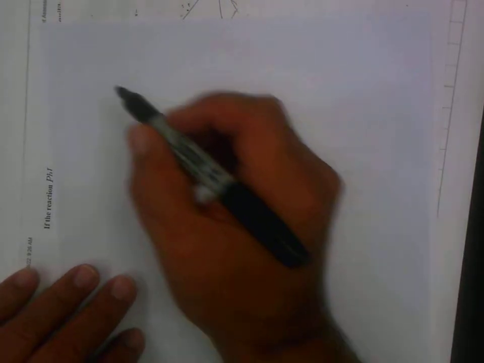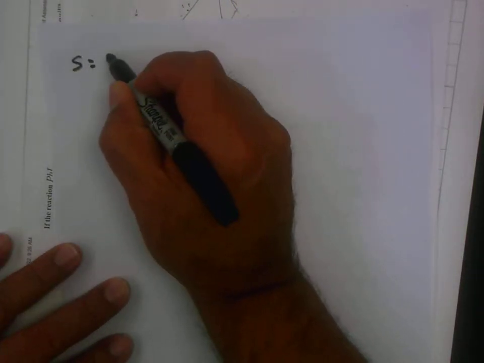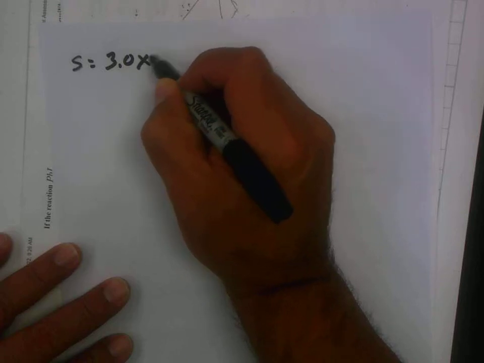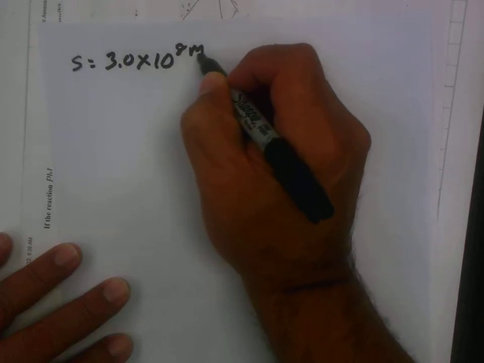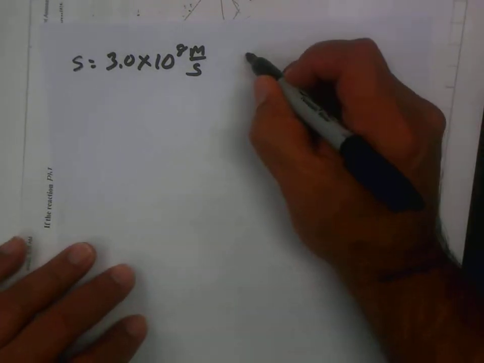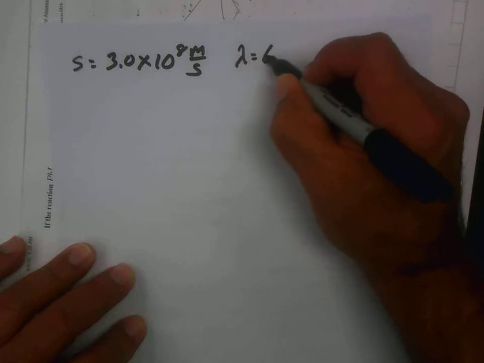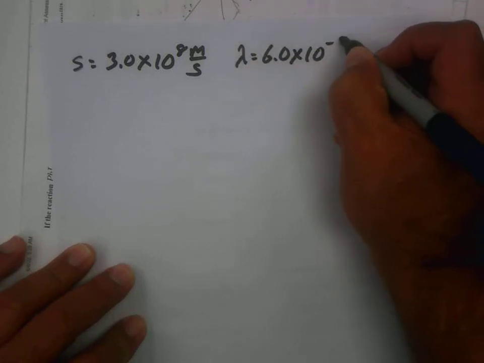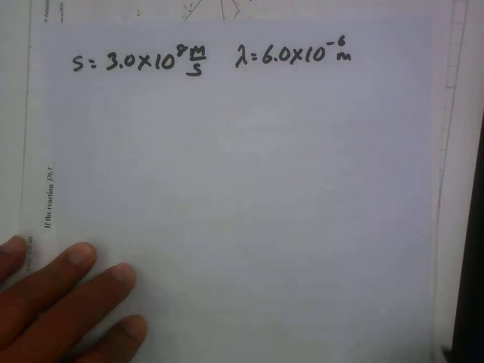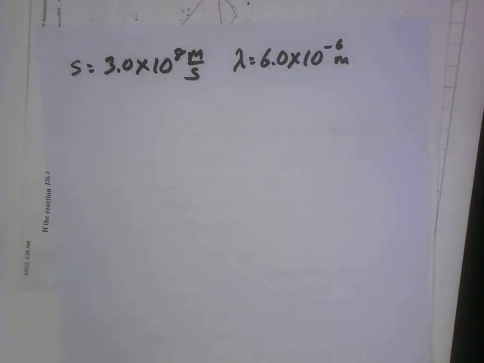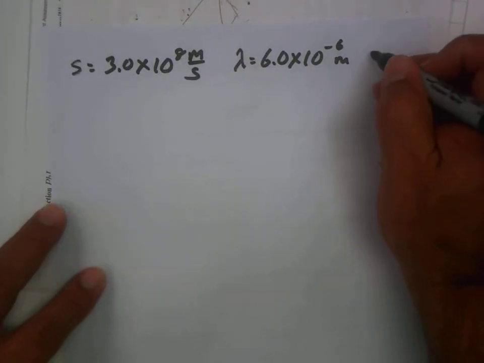So what are we given here? We are given a speed of 3.0 times 10 to the 8th meters per second, which, by the way, is the speed of light. And its wavelength is 6.0 times 10 to the minus 6 meters. That's actually a little bit large for light, even though it's a very small number. And what we're looking for is the frequency.